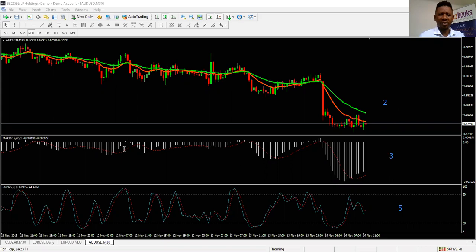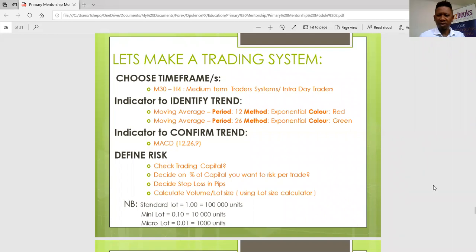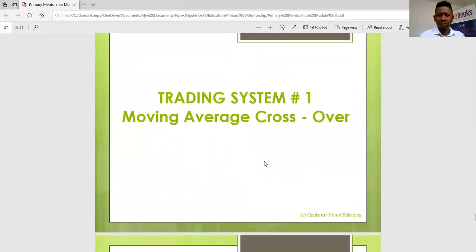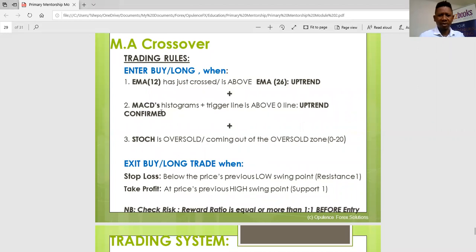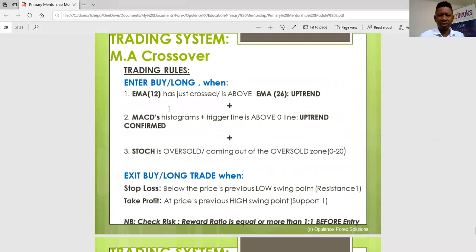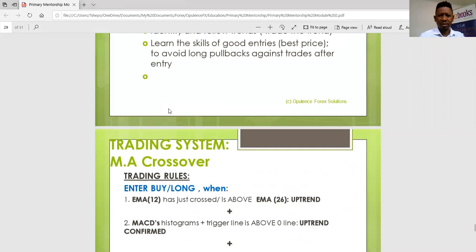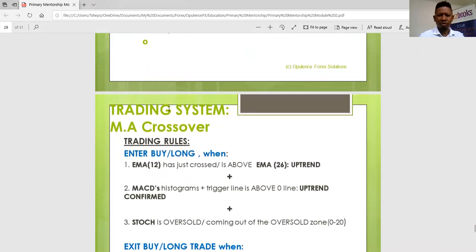So let's start. How does this work? Let's go back and read the procedure, what the rules of the trading system say. The rule of the trading system says buy, there it is, exit, long trade when, stop loss. I think this one is the exit rules. The trading rules. Oh, there's the buy.